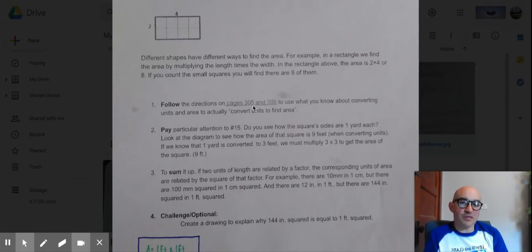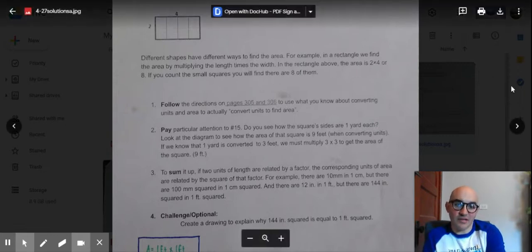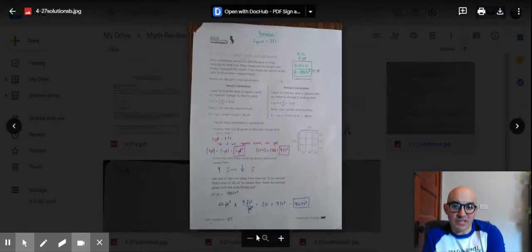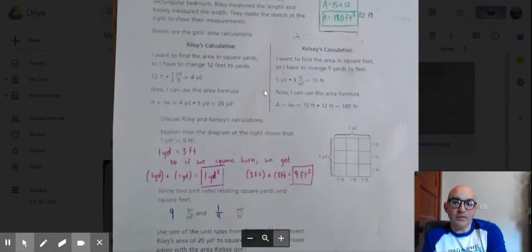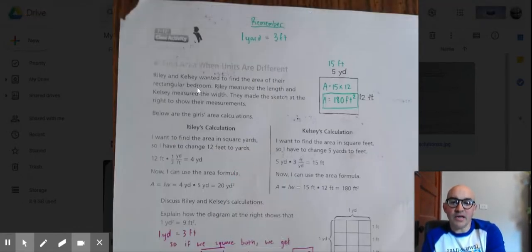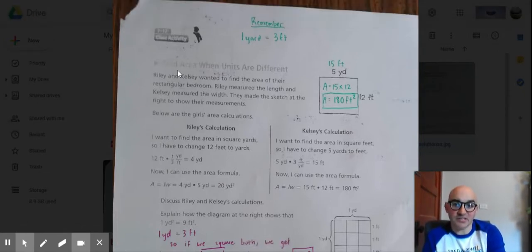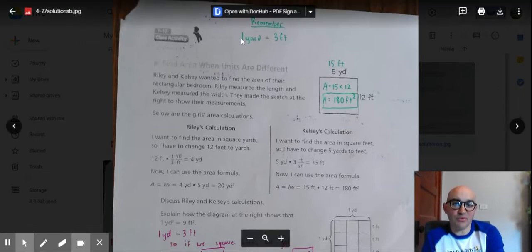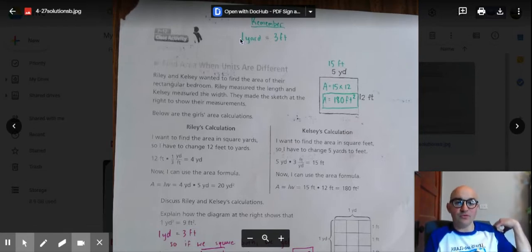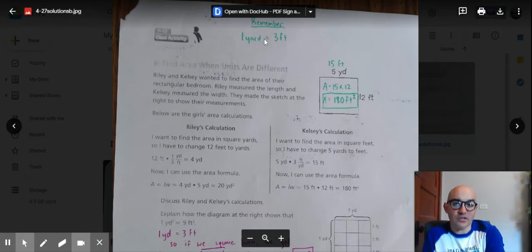Today's work is really about using that knowledge about unit conversions to find the area of different types of rectangles. Let's take a look at one of these problems and get our heads around it. Problem one, the title of the page is 7-12 class activity, and the heading is find area when units are different. For the first problem, we want to remember the unit conversion for yards to feet. We know 1 yard equals 3 feet.